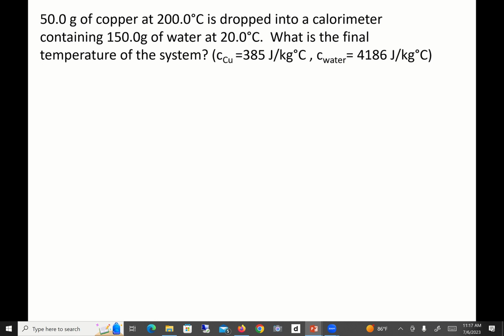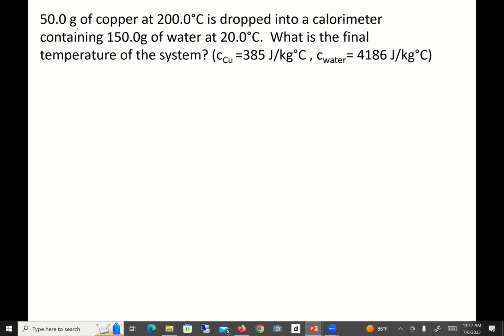So here I've got 50 grams of copper at 200 degrees C dropped into a calorimeter containing 150 grams of water at 20 degrees C. And I want to know what's the final temperature of the system. So the water is going to warm up when you drop the hot metal into it, and the copper is going to cool down, and they're going to reach equilibrium at a constant temperature. So the question is, what's the final temperature of the system going to be?